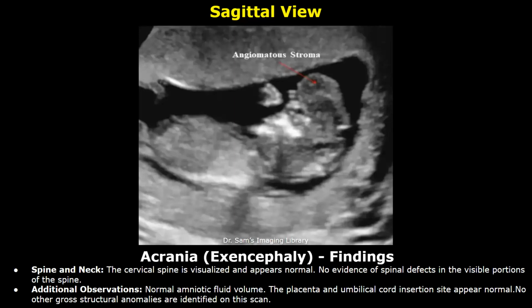Spine and neck: the cervical spine is visualized and appears normal. No evidence of spinal defects in the visible portions of the spine. Additional observations: normal amniotic fluid volume. The placenta and umbilical cord are also normal.